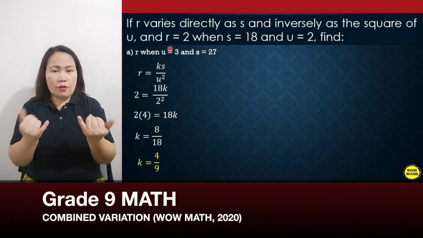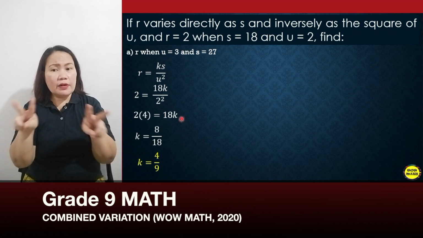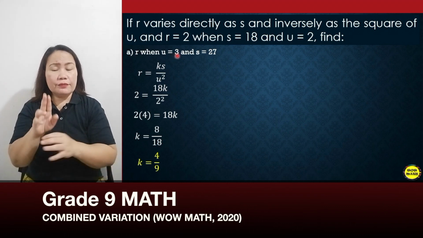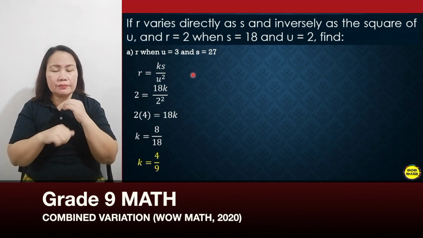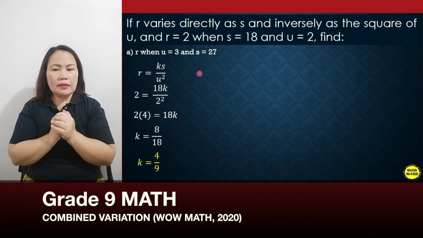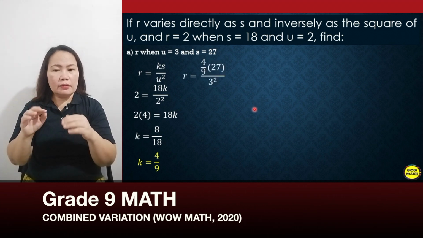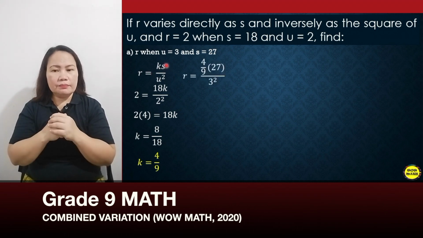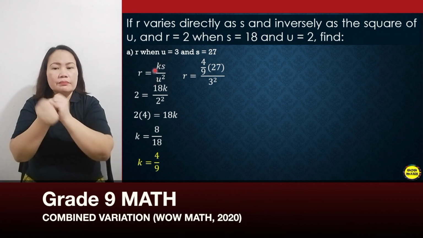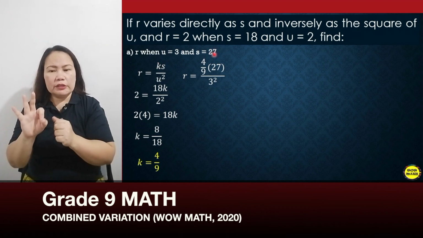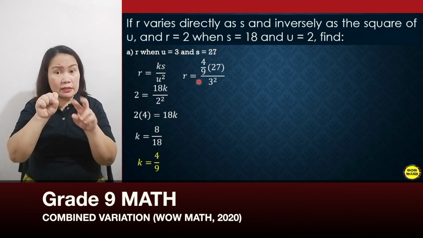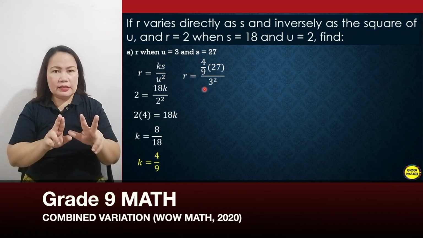Ngayon, balik tayo dito sa tinatanong. Ano daw yung value ng r kapag yung u natin is 3 tapos yung s natin ay 27? So, kunin natin yung equation natin. So, ano magiging equation ng variation dito? That is r is equal to 4 over 9 times s over u squared. So, papalitan lang natin to ng 4 over 9. So, this is the equation of variation. Papalitan lang ng 4 over 9 yung k natin. And then, yung s natin is 27, then yung u natin is 3 since may squared tayo kaya 3 squared.